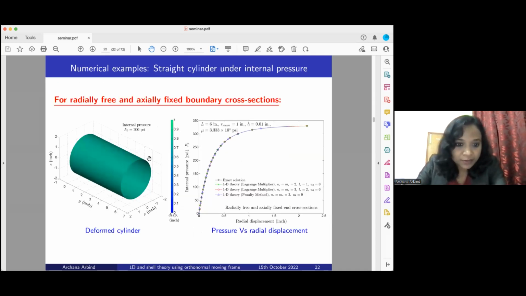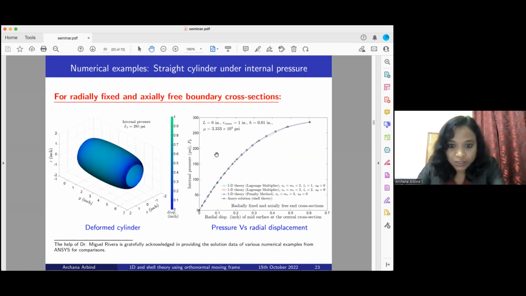The first one is radially free and axially fixed boundary condition. For this one, an exact solution is possible. I have compared my result with this exact solution, and this shows a very good agreement for different orders of approximation. I have also used the Lagrange multiplier method, as well as the penalty method, for the incompressibility condition of Neo-Hookean material.